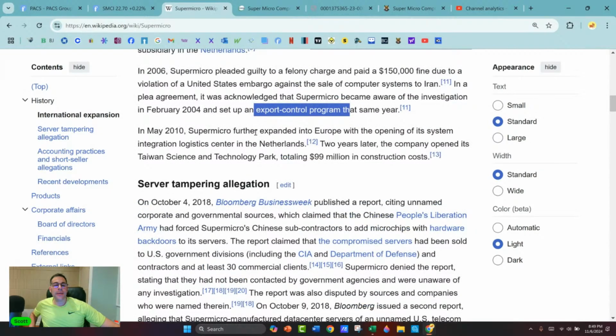In May 2010, the company further expanded to Europe.